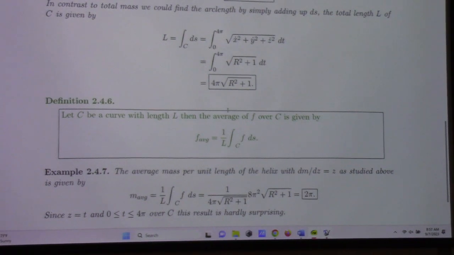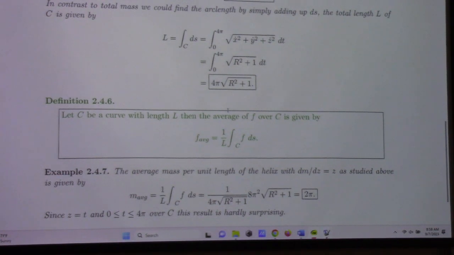We defined the average of a continuous function in Calculus 1 as the integral from a to b divided by b minus a. Remember that? It also would be like the average area under the graph y equals f of x from a to b, if you think back to that. This is a generalization of that idea, the average of a function along a curve in space. And so for the helix example, if I take the quotient of the total mass by the arc length, I get 2 pi. Wait a minute, I get what? 2 pi.